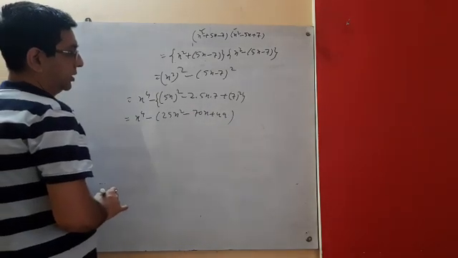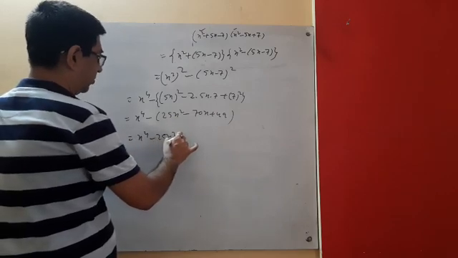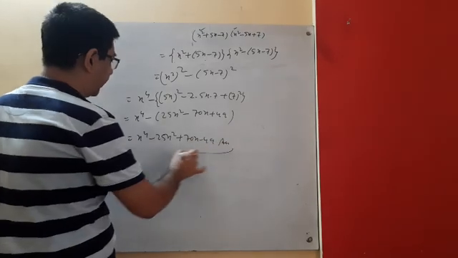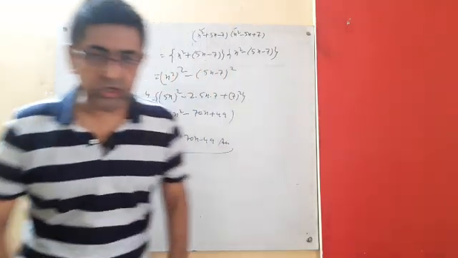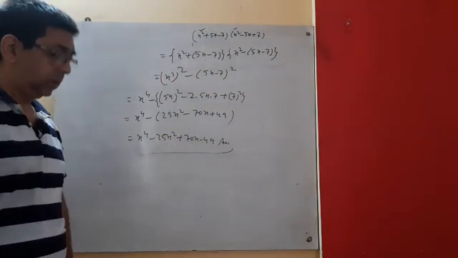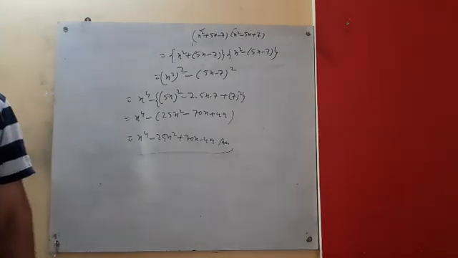right? X to the power 4 minus 25x square plus 70x minus 49. This is the answer. Please students, please check the answer. Maybe some calculation mistake. Please check the answer, okay, with your answer book. I think you have an idea now. You have an idea about the factorization, especially for a square minus b square. Okay, thank you.